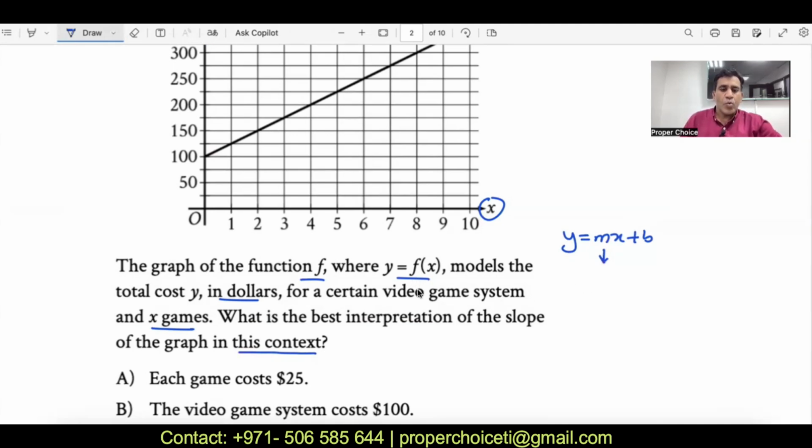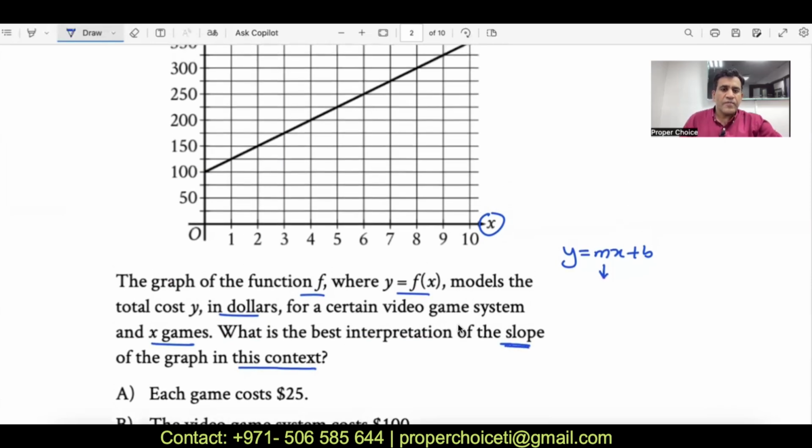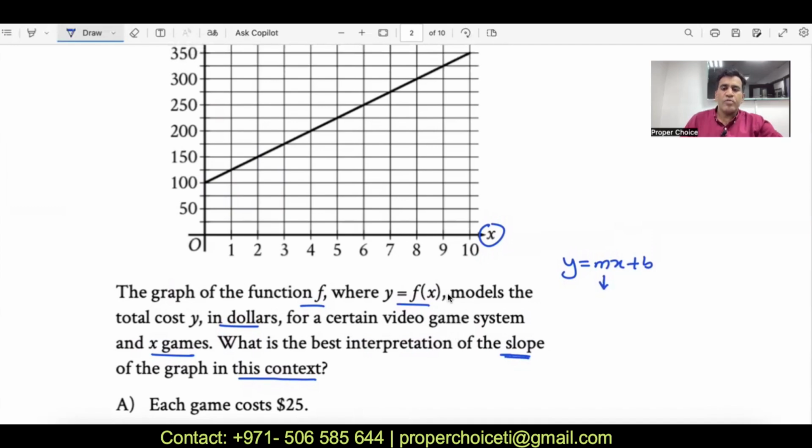Question is, what is the slope representing in this? So first of all, find out what the slope is. How do you find the slope? You can find the slope in two ways, by using the coordinates, or the best way, when a graph has been given, you can use the slope as rise over run. Okay. So what is rise?